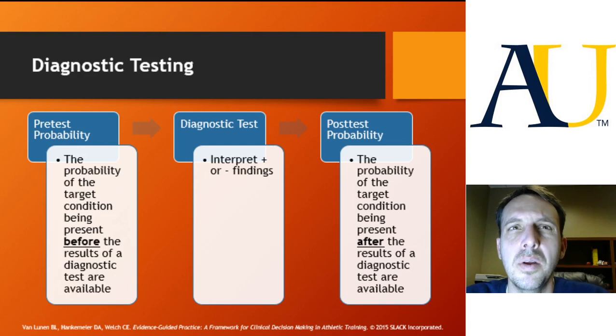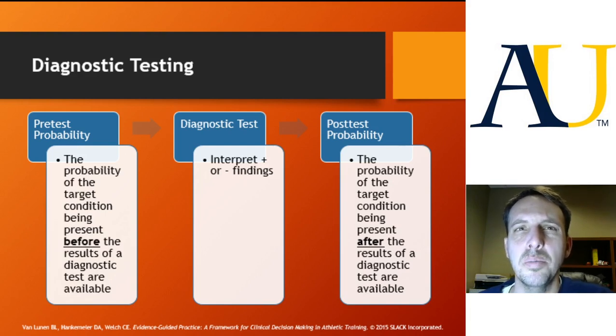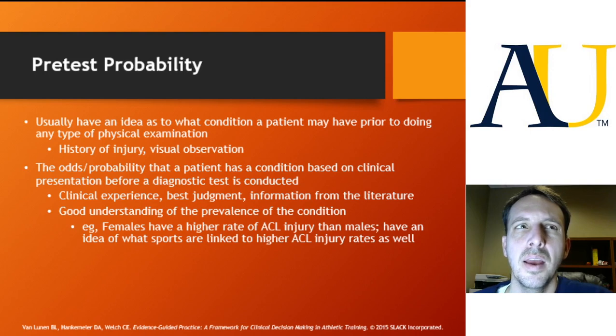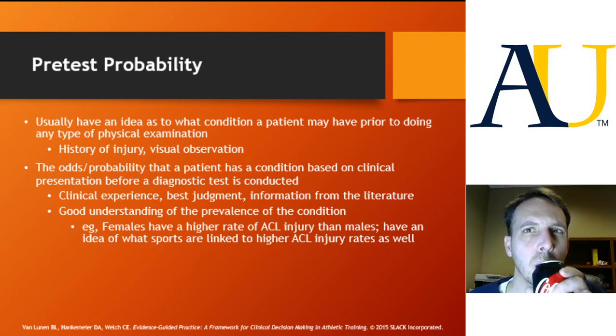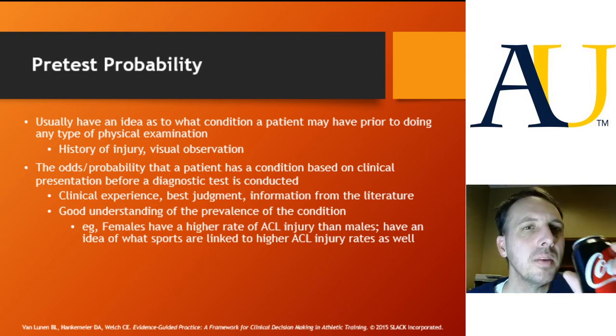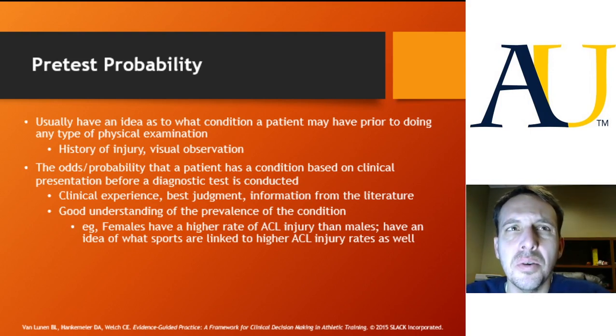Then from there we can use diagnostic testing and manipulate that based on its positive and negative predictive value to come out with a post-test probability. This is the probability that they have the condition after the assessment. So when we look at this, we're trying to create a situation where we can have a confident belief that our diagnosis is correct.